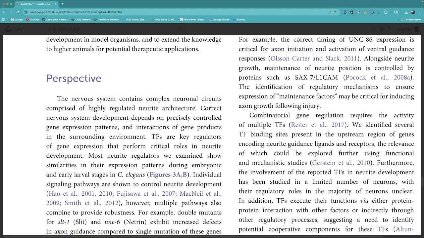Another interesting point here is that by building this combinatorial gene regulatory model, they can identify not only the conditions for growth cone persistence and proper axonal guidance, but they can also identify maintenance factors, which are involved in plasticity and axon growth following injury. So this is again important for the human domain, but also for understanding plasticity more generally.